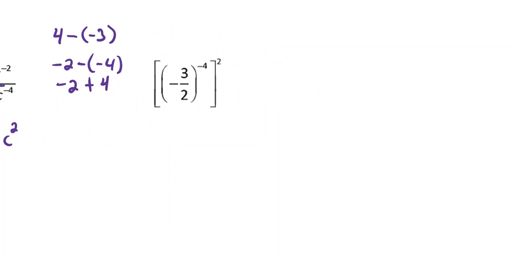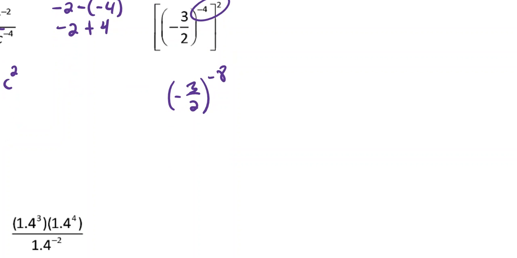Okay, what I'm going to do on this one is, we've got a power to a power. Let's handle that one first. I could apply this to both of those, but it's going to make my numbers a lot more confusing than they probably need to be right now. Let's just combine those. So this will be the same thing as negative 3 over 2 to the power of negative 4 times 2, negative 8.